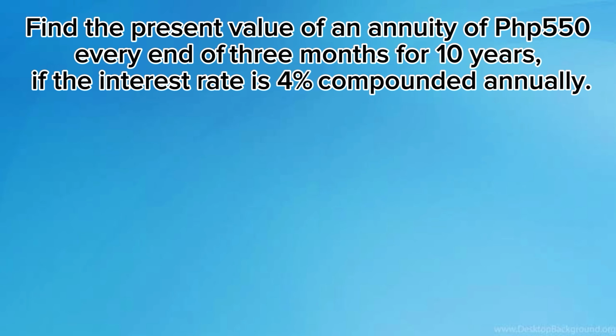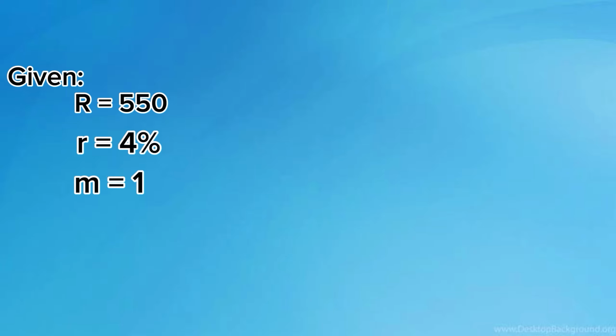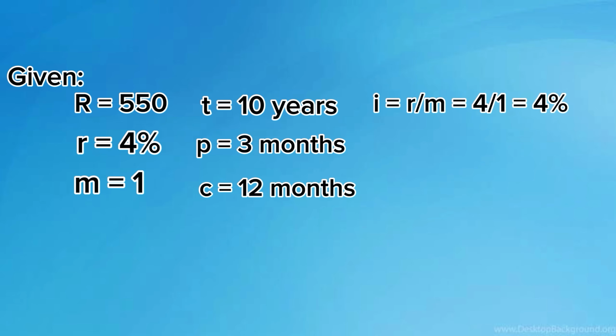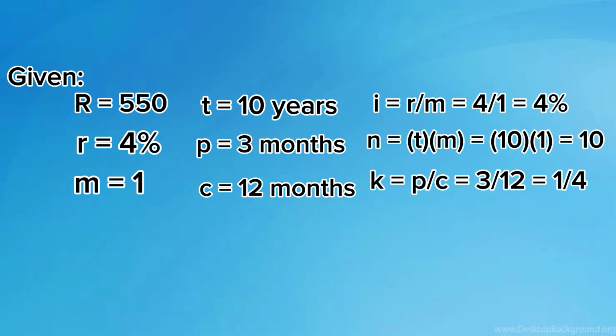Find the present value of an annuity of 550 every end of the 3 months for 10 years if the interest rate is 4% compounded annually. So we are going to identify the givens in our problem. So we have R equals 550, R equals 4%, M equals 1, and T equals 10 years, P equals 3 months, C equals 12 months, I equals R over M equals 4 over 1, equal to 4%. N equals T times M equals 10 times 1 is equal to 10. K equals P over C equals 3 over 12 is equal to 1/4.